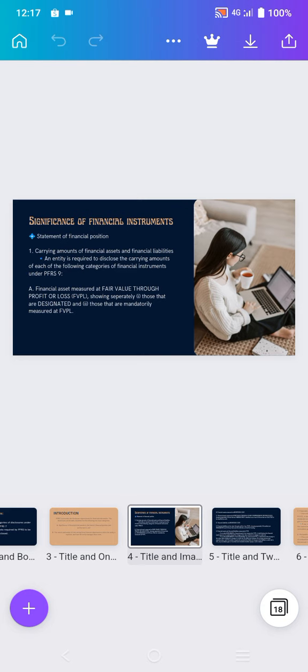Under po ng A, financial assets measured at fair value through profit or loss, FVPL, showing separately those that are designated and those that are mandatorily measured at FVPL. So, dito po sa letter A, dito po dapat kailangan may fair value po siya, through profit and loss po talaga. Kailangan po dun sa designated and yung mandatorily measured at FVPL. Kailangan po talaga na under po siya ng fair value through profit or loss. Kailangan po na designated and mandatorily measured po nila. Next po.